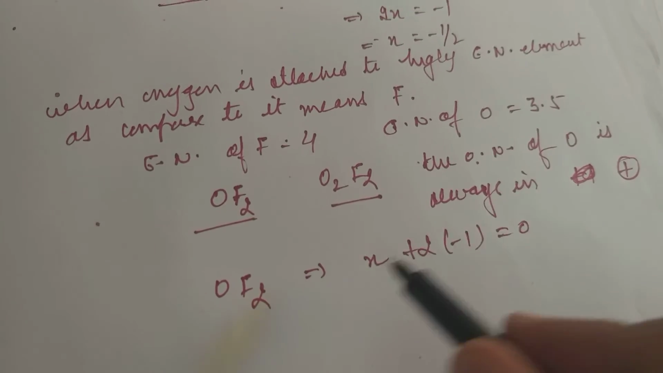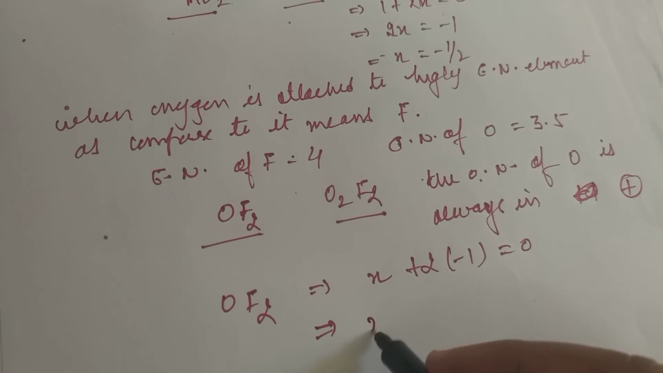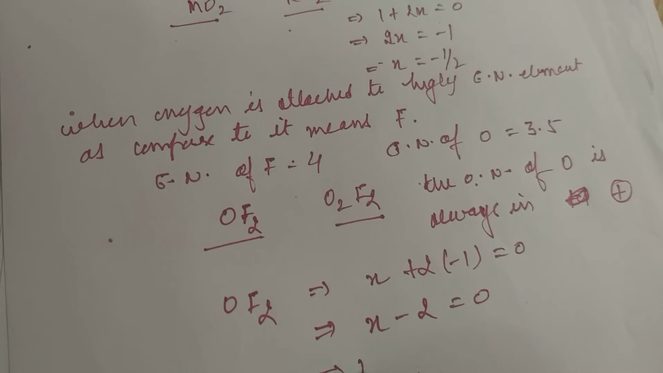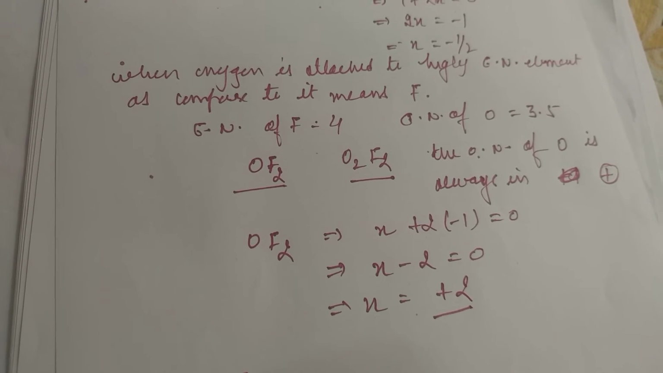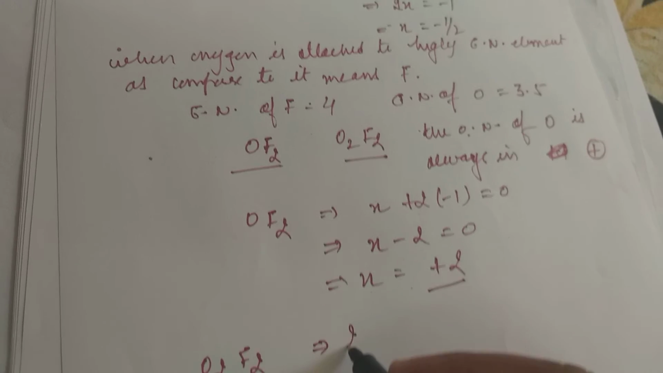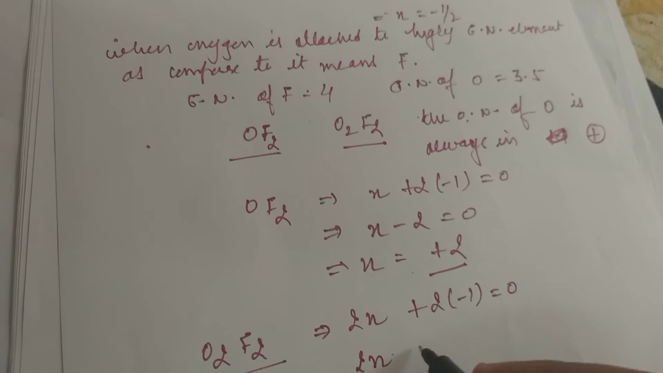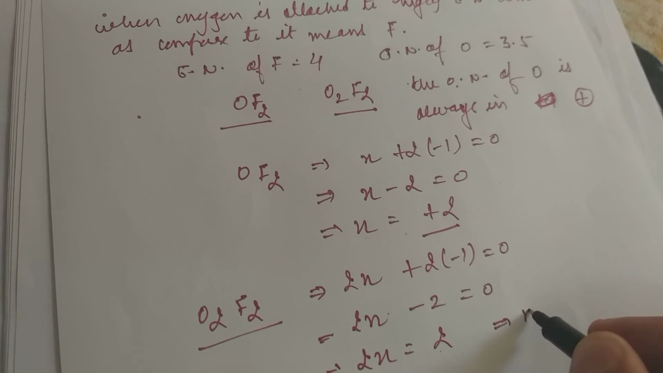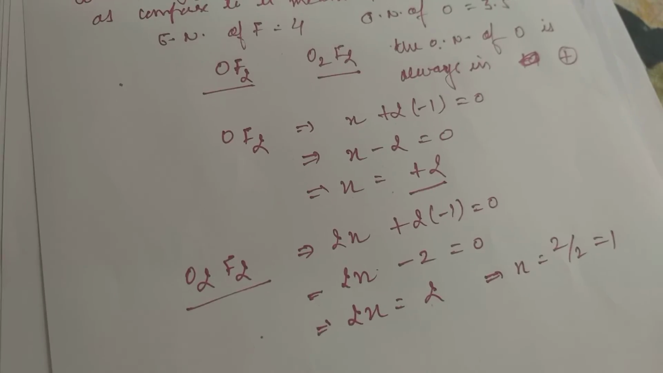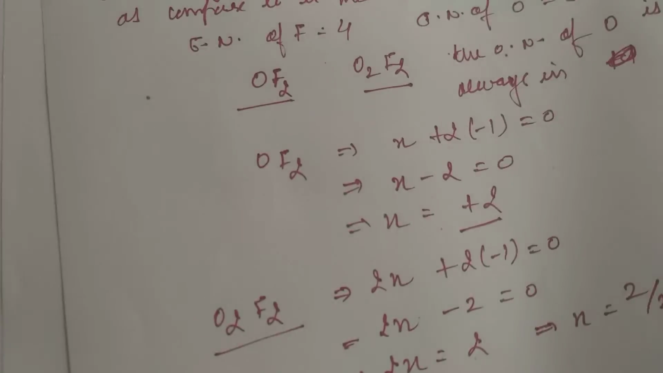Fluorine, we'll discuss, the oxidation state of halogen is always minus 1. So here X minus 2 is equal to 0. So X is equal to plus 2. Second, O2F2, again 2X plus 2 minus 1 is equal to 0. So 2X minus 2 is equal to 0. So 2X is equal to 2. X is equal to 2 by 2, which is plus 1. So these are the example cases regarding the oxidation number of oxygen.